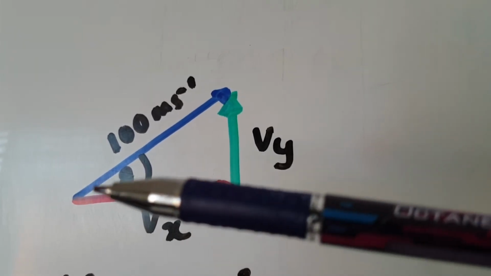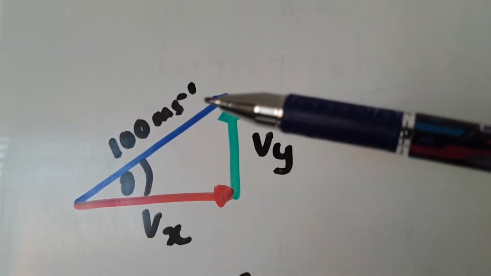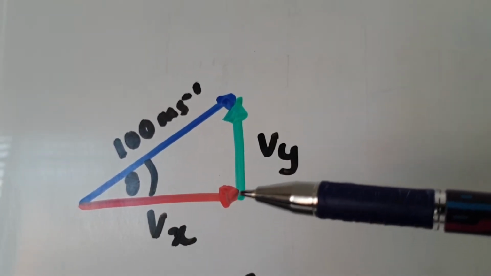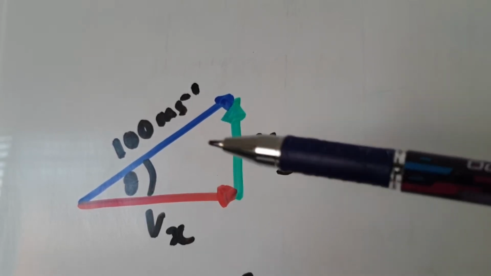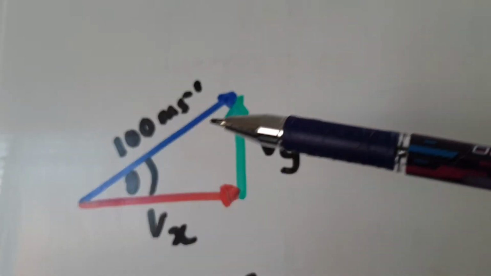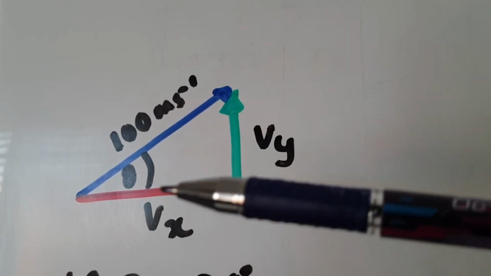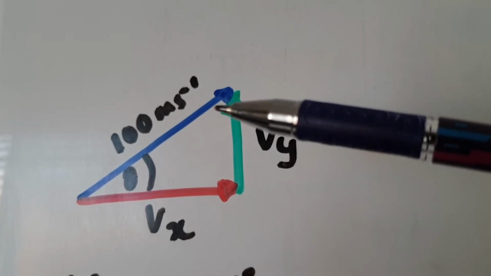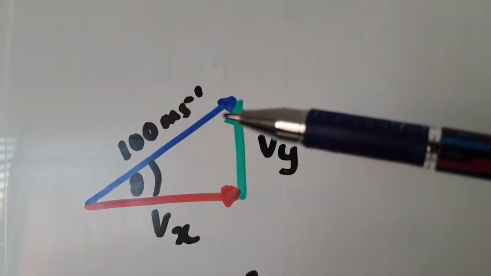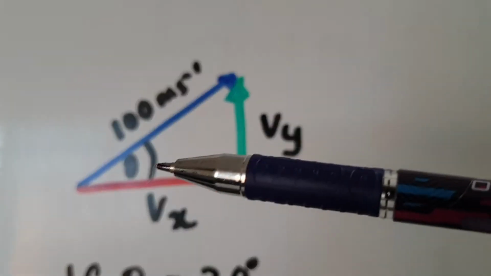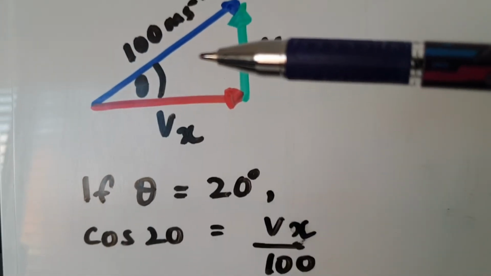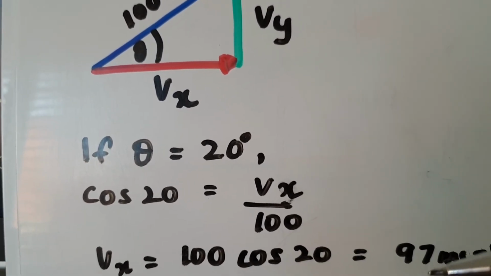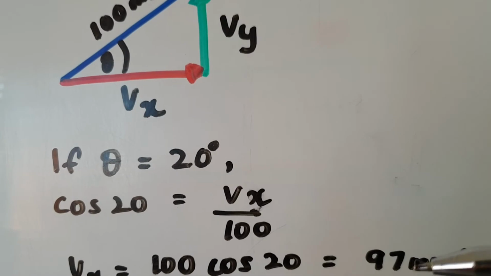So if you want to find how fast is it going forwards, you consider this right angle triangle. Now Vx and Vy are components that are at right angles, okay? And so that becomes the hypotenuse. So Vx is the adjacent, and the 100 meters per second is your hypotenuse. So if you look at cos 20, you get Vx over 100, and so Vx is 100 cos 20, so it's going forwards at 97 meters per second.